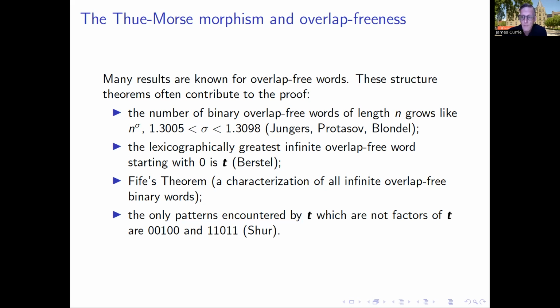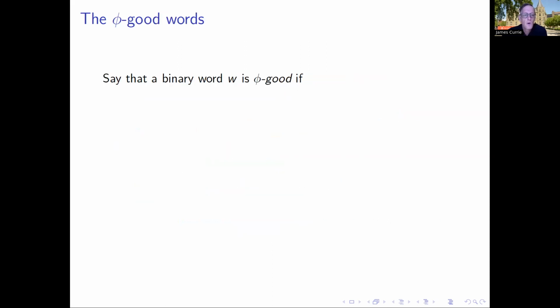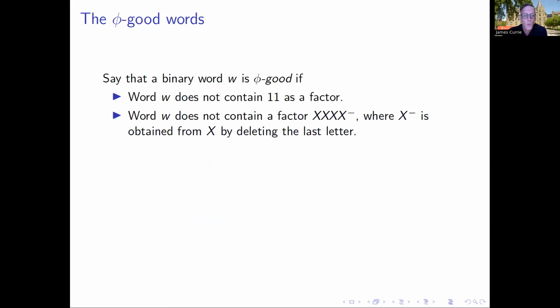However, there are similar results for other morphisms, and that's what I'm going to talk about today. So to begin with, let's say that a binary word W is phi good if W does not contain 11 as a factor, and W does not contain a factor which is almost a 4th power. So here, W does not contain a factor x, x, x, x minus, where x minus is obtained from x by deleting just the last letter. So such a word I call phi good.